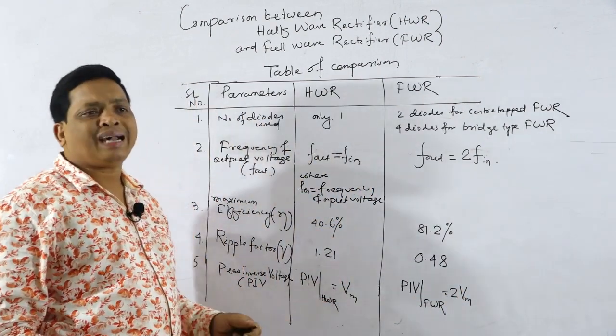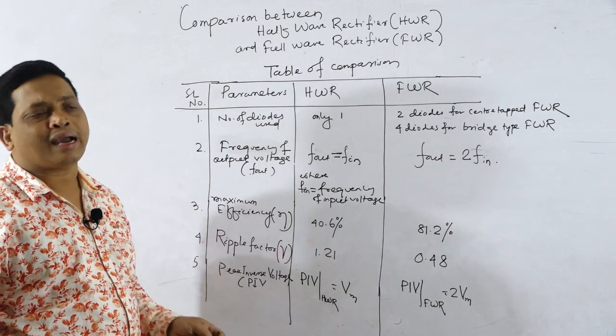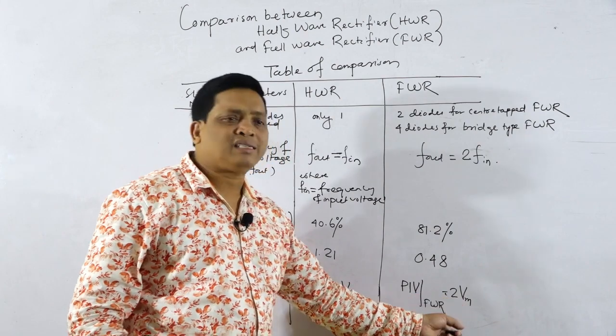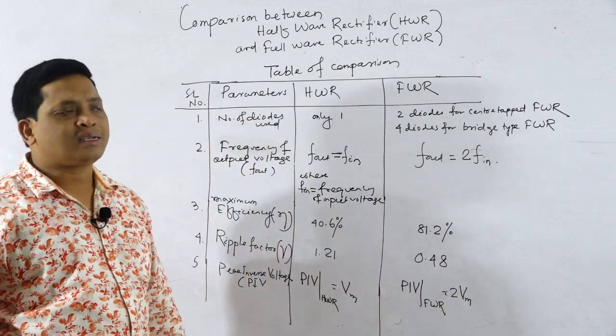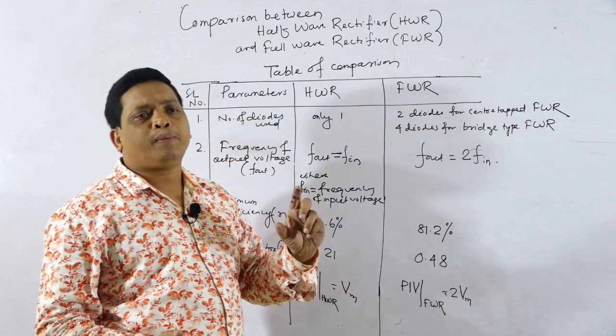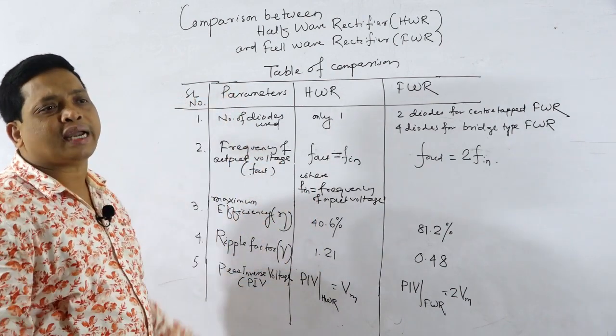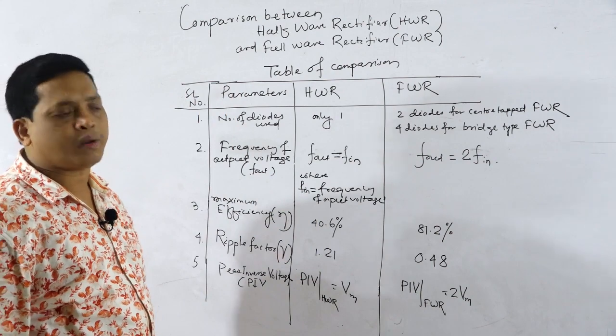Vm is the maximum voltage appearing across the secondary, and here Vm is the maximum voltage appearing across each half of the secondary winding of the transformer.